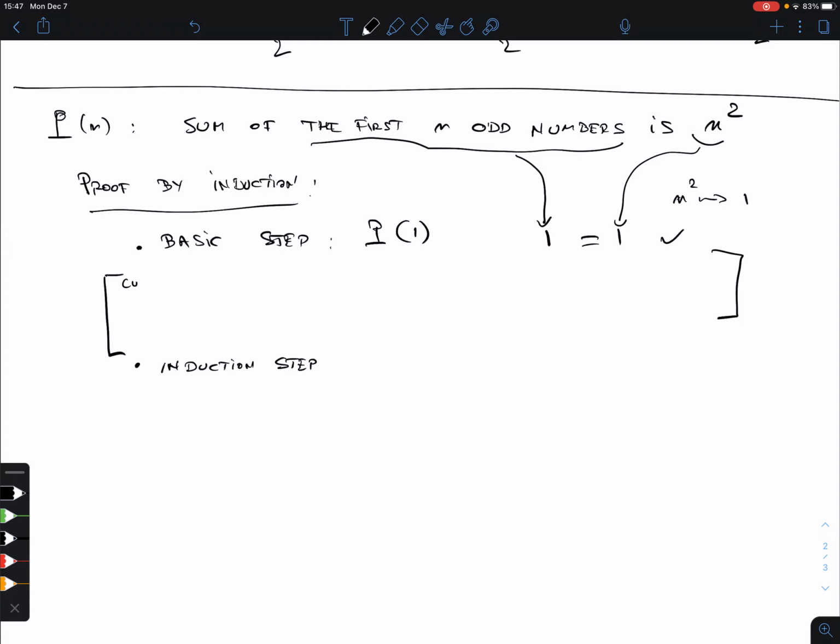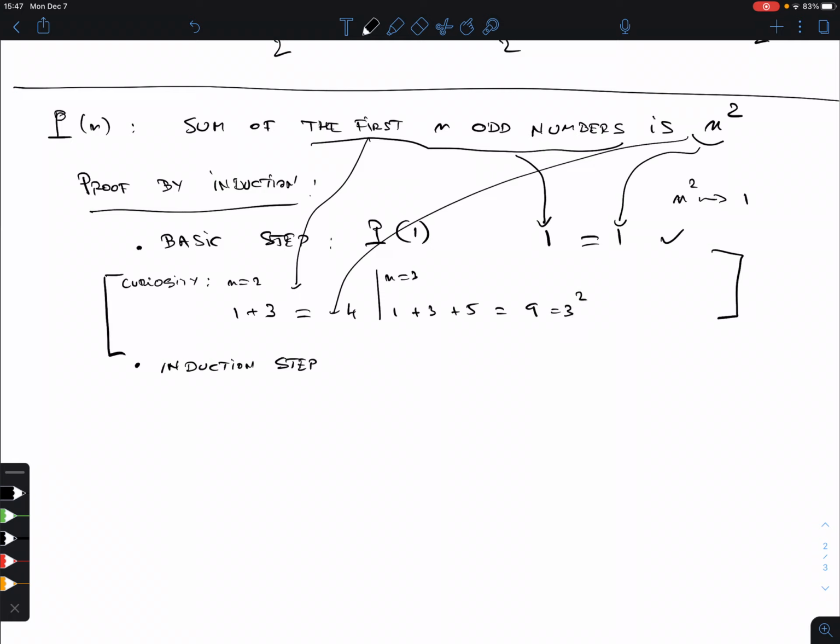So, curiosity. This is not proof, this is just curiosity. If n is 2, what do we have? On the left-hand side, so this thing becomes 1 plus, the next odd number is 3, right? Okay. What is the right-hand side? Well, 2 squared, 4. Yeah, that's true. Okay, I'm really curious now. N is 3. Perhaps that's just accident, okay? So 1 plus 3, what's the next odd number? 5. This is equal to, well, I'll be damned. That's equal to 9, which is indeed 3 squared.